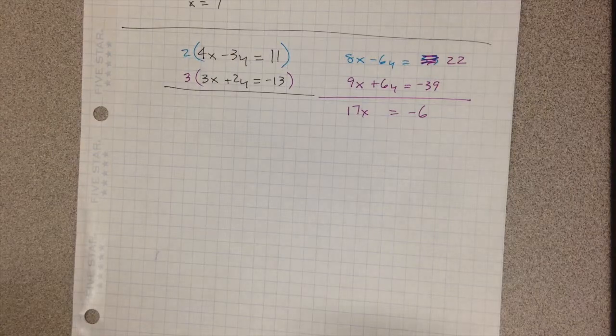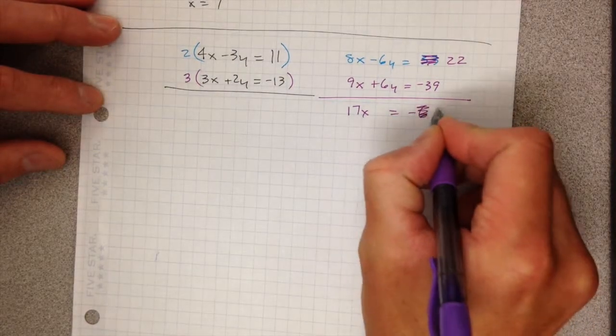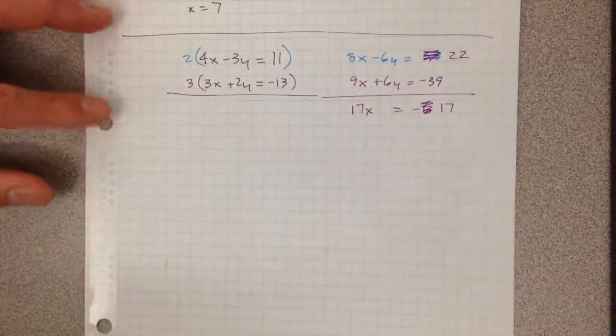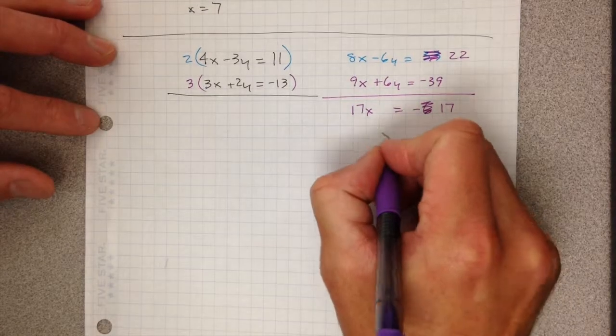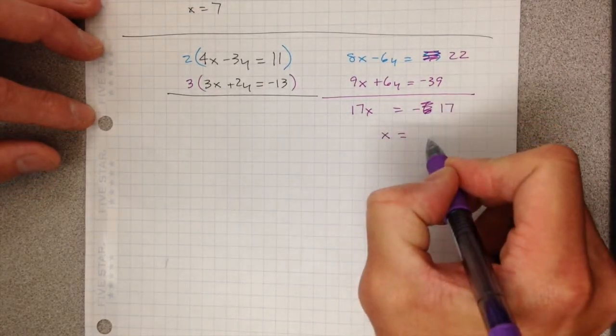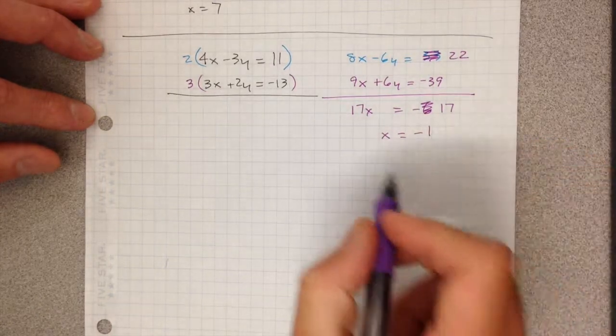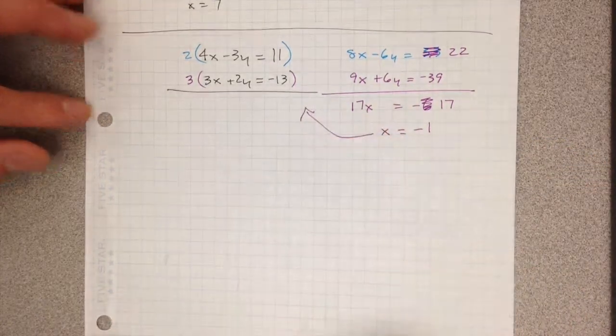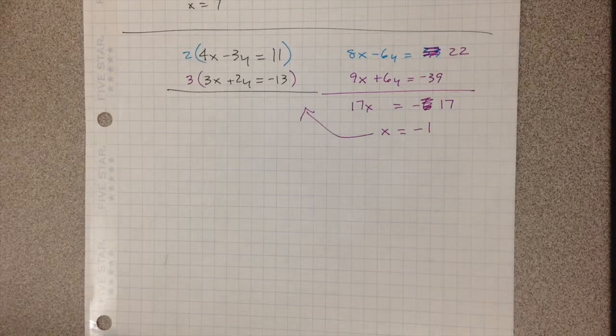22, giving me then negative 17. I can't believe I froze for that long. x equals, pardon that, x equals negative 1. Take it right back on in there. Let's see what we get.